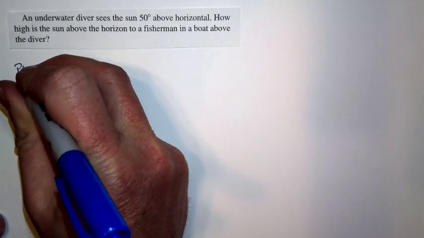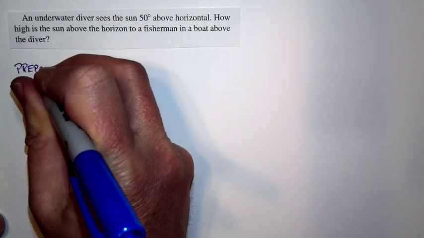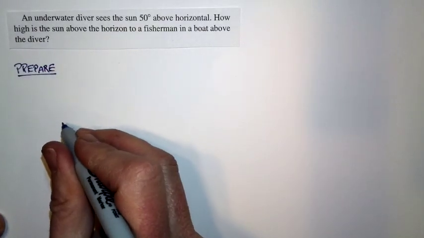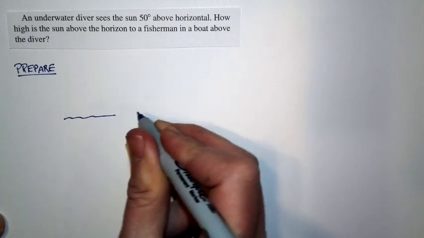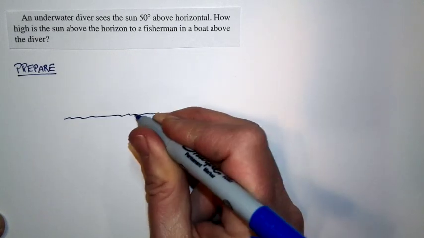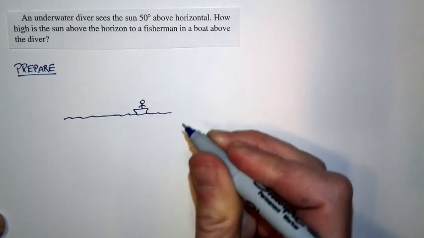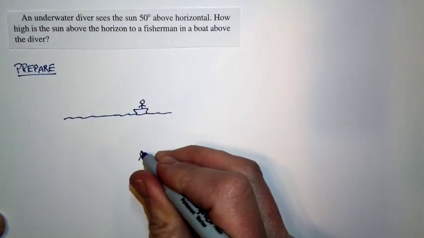Preparing to solve this problem is going to mean drawing a picture. We really need to figure out what's happening here. Okay, here's the setup. I got the surface of some water here, and there's someone in a boat. And there's also someone underneath the water.